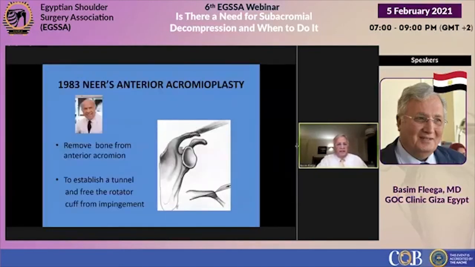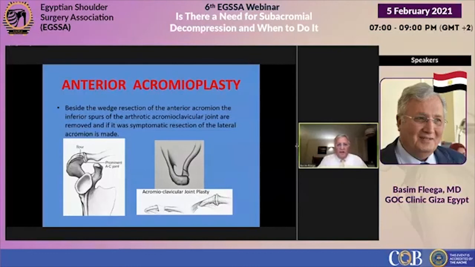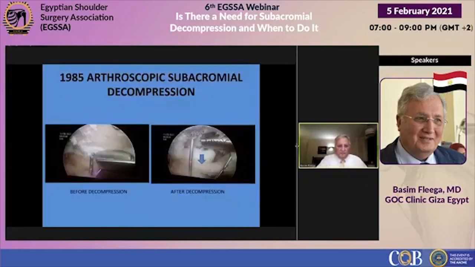Now, in 1983, Neer presented his procedure of anterior acromioplasty to remove bone from the anterior acromion in order to establish a tunnel and free the rotator cuff from impingement. The anterior acromioplasty was done through a wedge resection of the anterior acromion and removal of the spurs from the acromioclavicular joint if present. And in case of a symptomatic AC joint, he would do a resection of the lateral end of the clavicle.